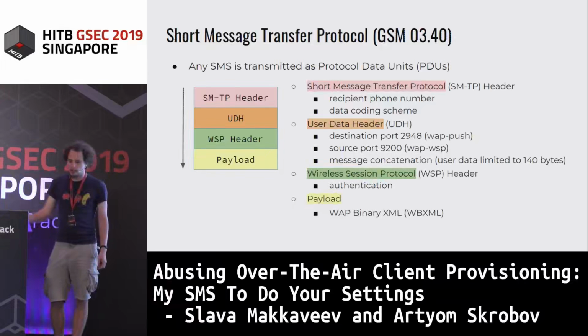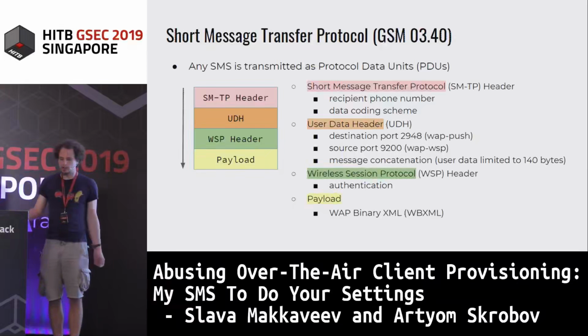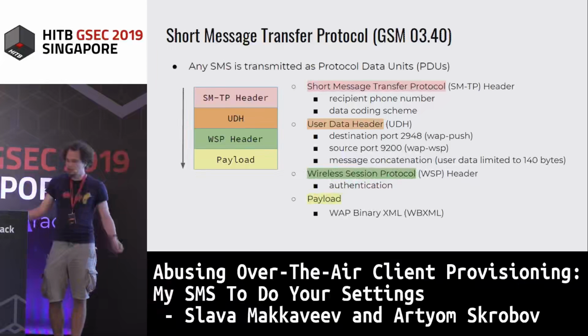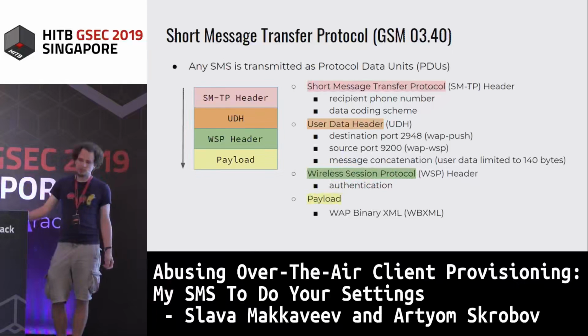So at the lowest level, which is called the bearer layer, we have the short message transfer protocol, or SM-TP for short, to distinguish it from SMTP, which is for email. And its header specifies the recipient phone number, and it's curious that it allows not specifying the origin phone number. This is going to come in handy to us if we want to impersonate somebody else.